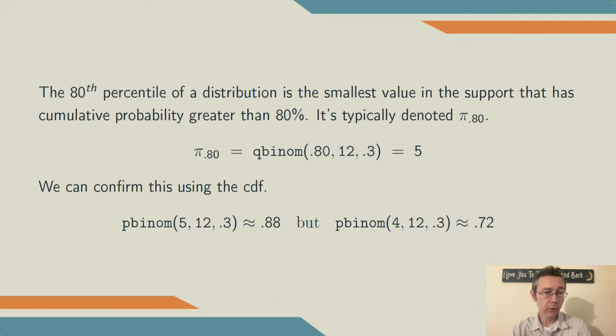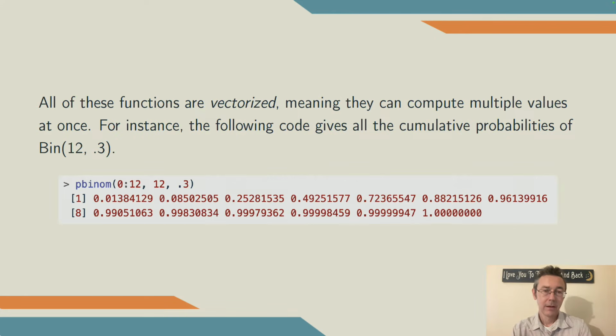And we can confirm that that's the right answer using the CDF, using pbinom. pbinom(5, 12, 0.3) is about 88%, while pbinom(4, 12, 0.3) is only about 72%. So in order to have a cumulative probability of at least 80%, we have to have a value of X equals 5.